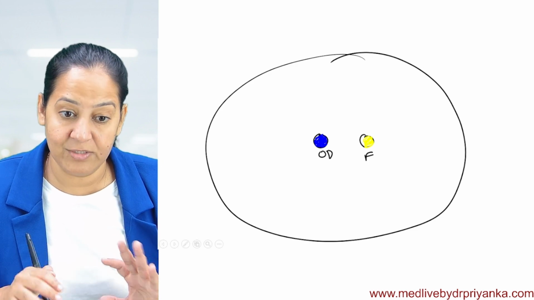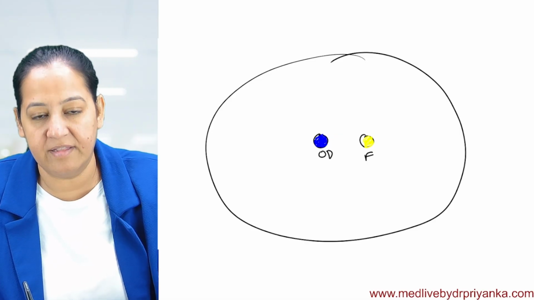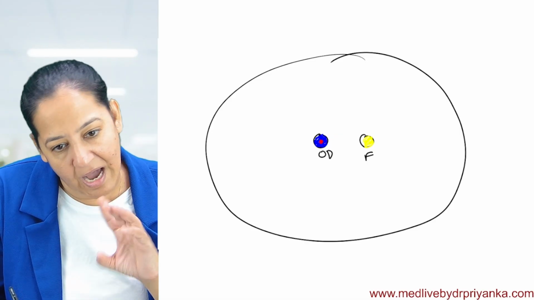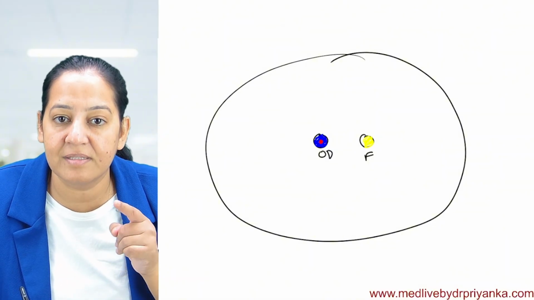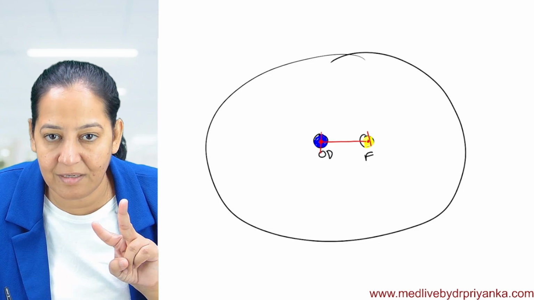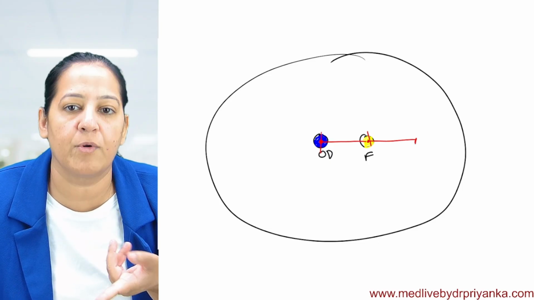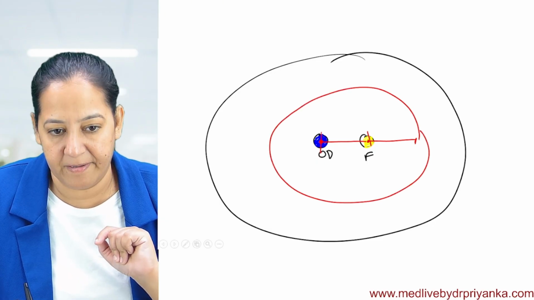I cannot mark zone 2 directly. First, I have to mark zone 1. In zone 1, I will take the optic disc as the center and make a circle. What is the radius of this circle? The radius is twice the distance between the optic disc and the fovea. Take it as a radius and make a circle. This is zone 1.